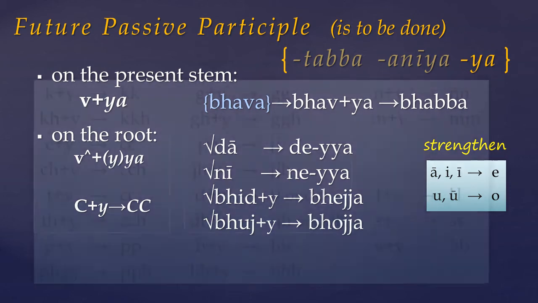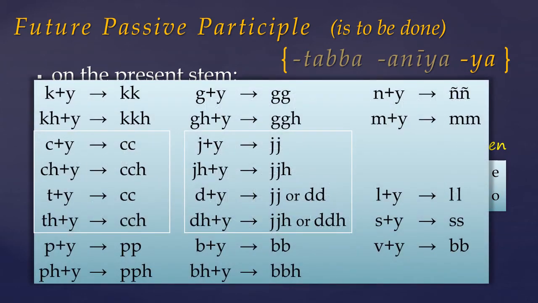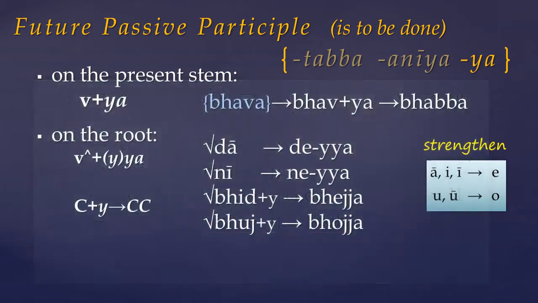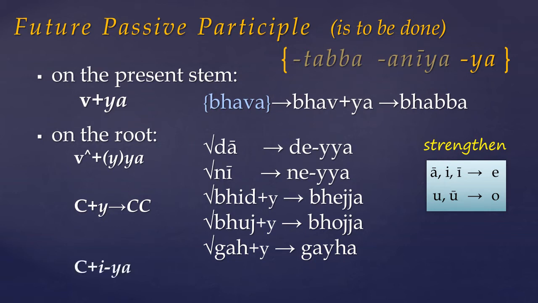And I'll just flash these up briefly now. Sometimes metathesis occurs. That's when the y and the final consonant change places. And in a few cases the affix is joined with a connecting i, in which case a preceding a sound may be lengthened.